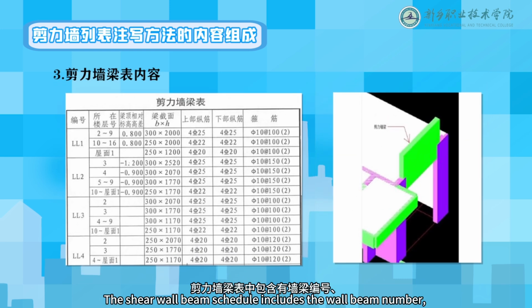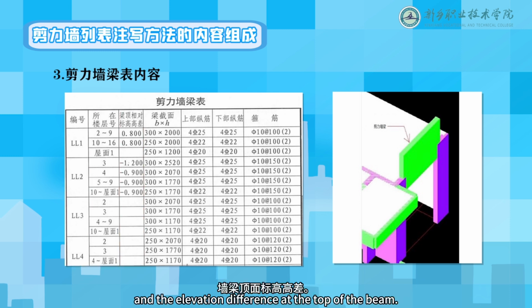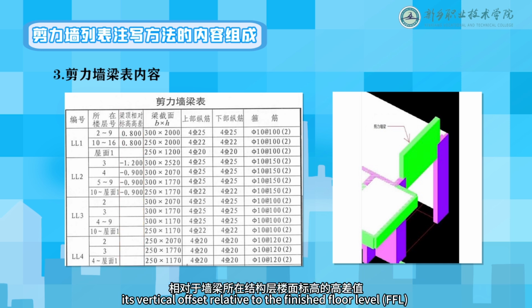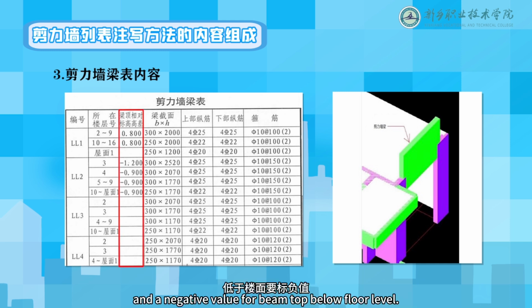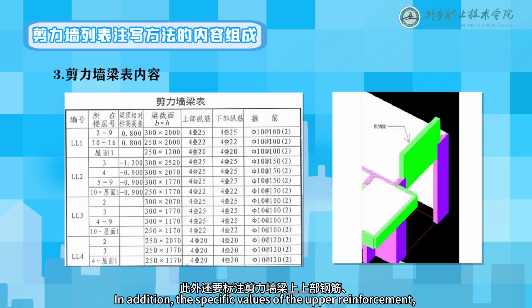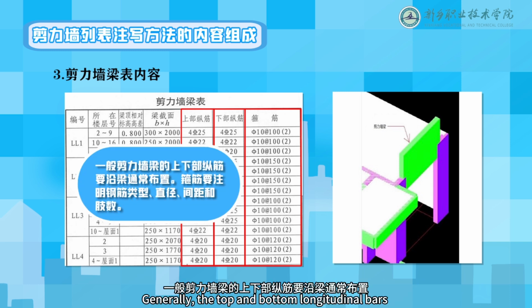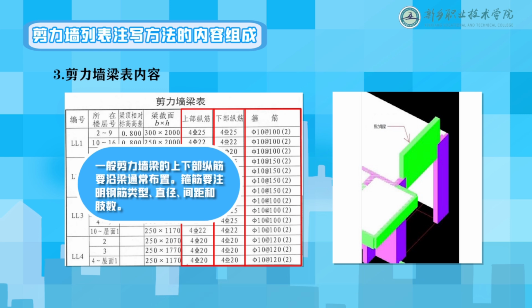The shear wall beam schedule includes the wall beam number, the floor number where the wall beam is located, and the elevation difference at the top of the beam. The elevation difference at the top of the wall beam refers to its vertical offset relative to the finished floor level (FFL) of the structural story where the beam is located. Use a positive value to indicate beam top above floor level, and a negative value for beam top below floor level. In addition, the specific values of the upper reinforcement, lower reinforcement, and stirrups of the shear wall beam shall also be specified. Generally, the top and bottom longitudinal bars of shear wall beams should be arranged along the entire beam span. Stirrup specifications must include type, diameter, spacing, and legs.